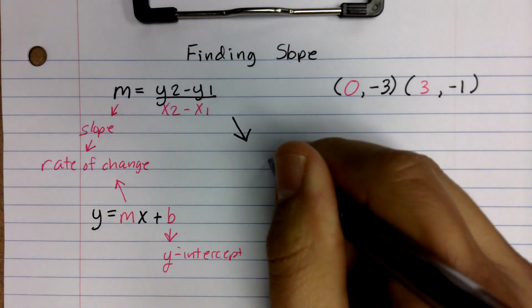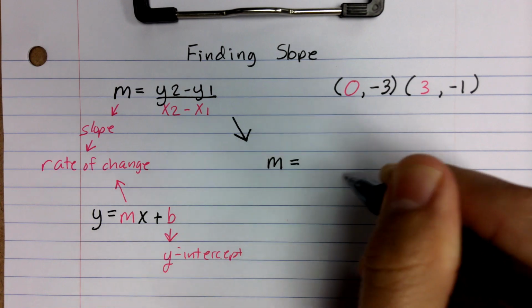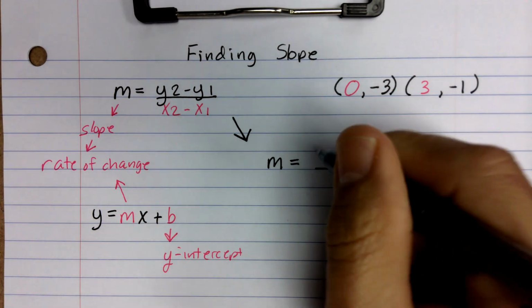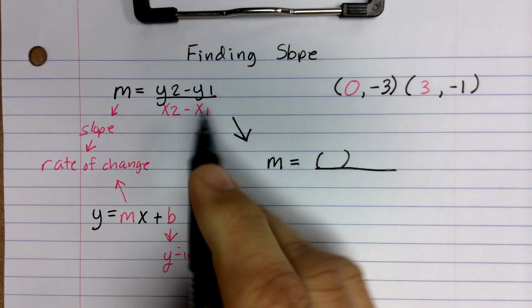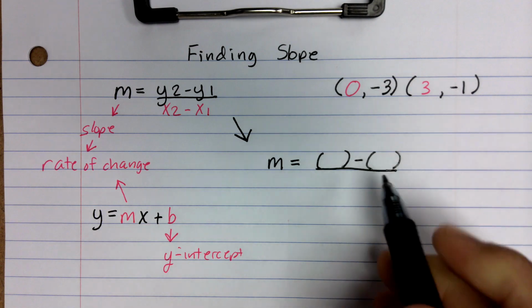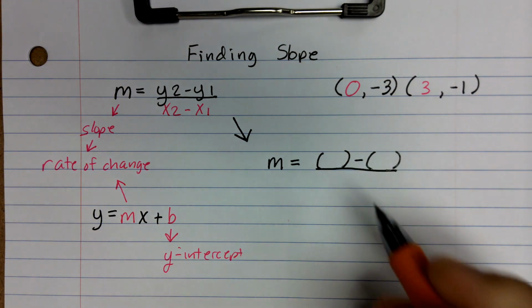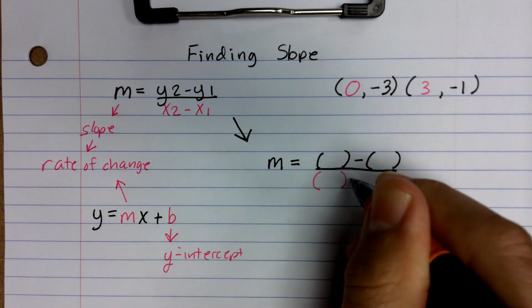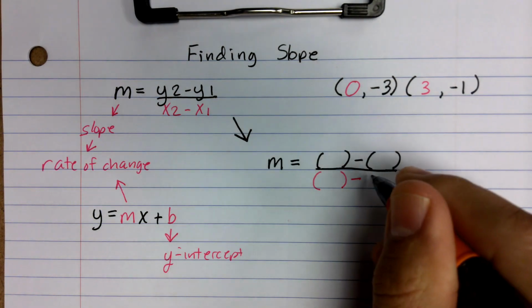So let's go ahead and rewrite this. Now when I rewrite it, I'm going to rewrite it a little bit different. Instead of putting the y2 minus y1, I'm going to put a set of parentheses for my y2 value and a set of parentheses for my y1 value. And then in the denominator, I'm going to put a set of parentheses for my x2 value and a set of parentheses for my x1 value.